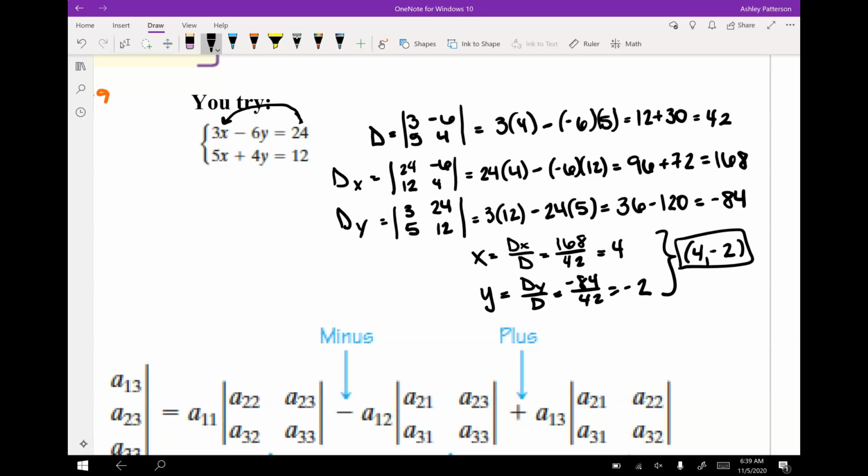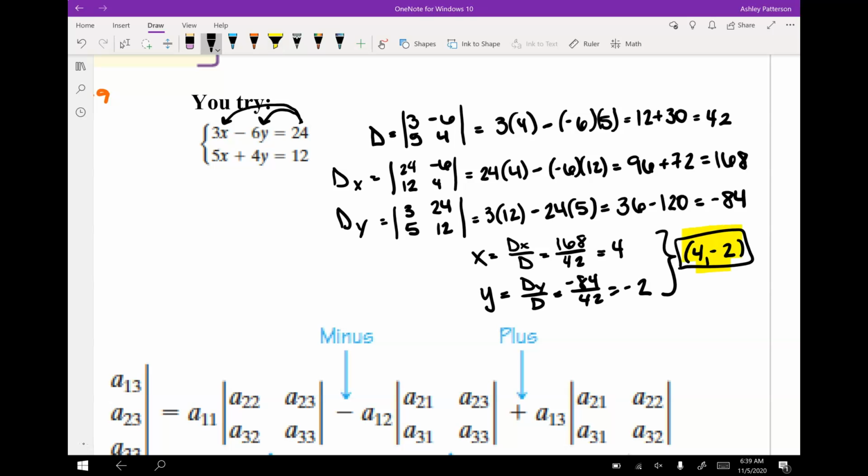Then we take the solutions and substitute them in for the coefficients of y to find the determinant sub y. A times d minus b times c, and I got -84. Then to find x and y, we simply take the determinant sub x and divide it by the determinant of the coefficients, and I found it to be +4. And then to find y, the determinant of y divided by the determinant of the coefficients, and I found it to be -2.